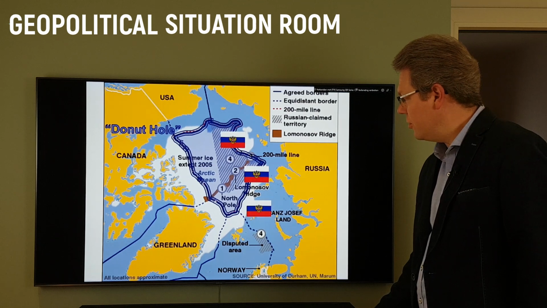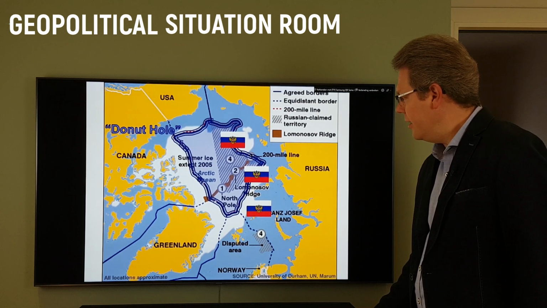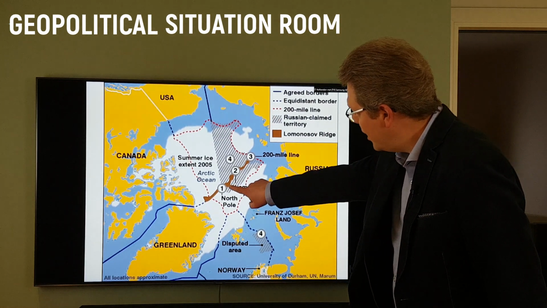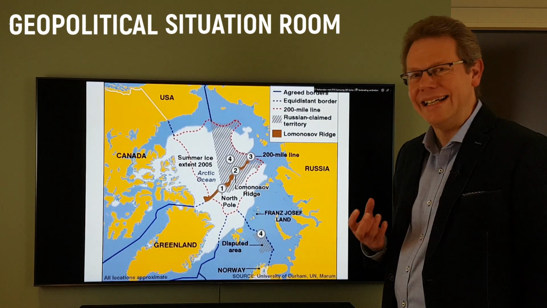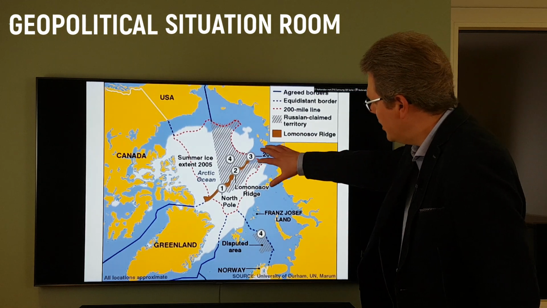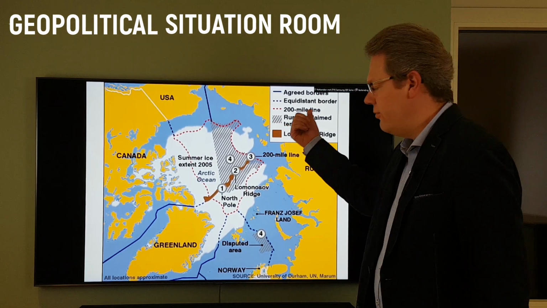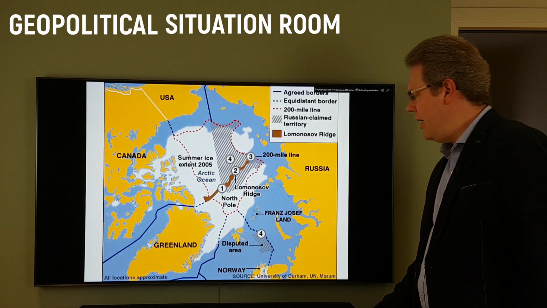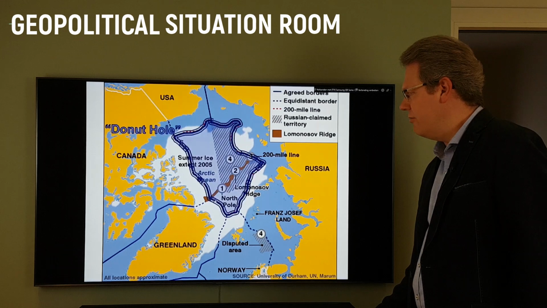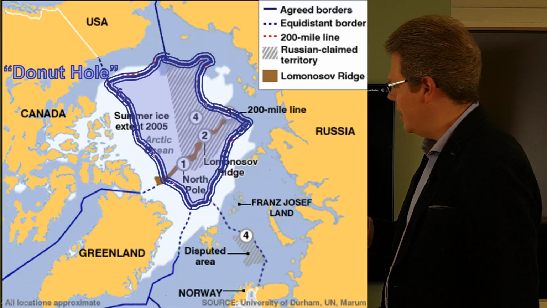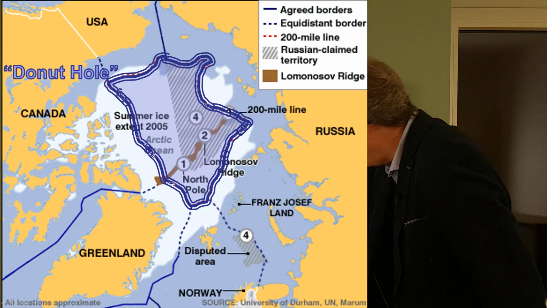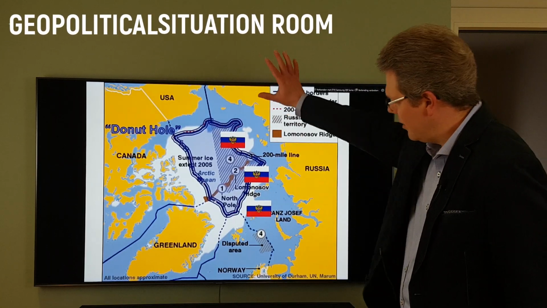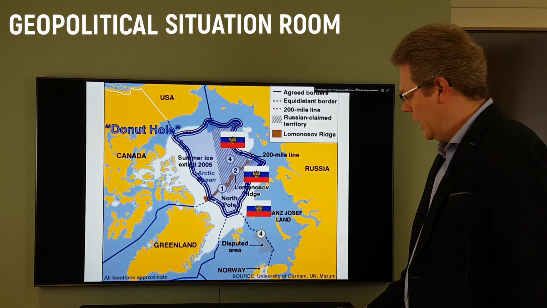Now, the Russians, of course, they are saying, if we look at it more in detail again, there is here a Lomonosov Ridge that is actually connected underwater with the Russian motherland, with the mainland, if you will. And based upon that analysis, and they've done geological surveys, they are claiming almost half of the North Pole, which is, of course, rather dramatic. So they're saying this is all Russian.